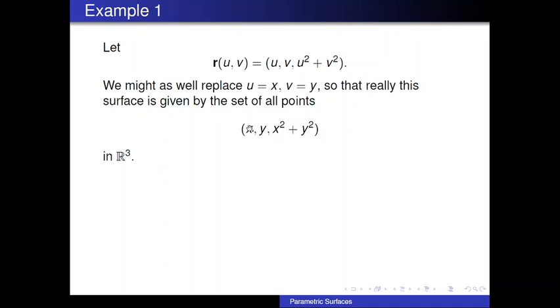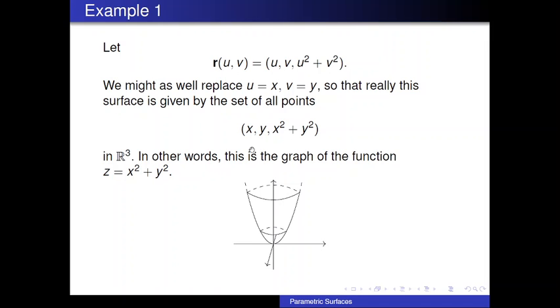So we could write it as the set of all x, y, x squared plus y squared in space. So all points whose x coordinate and y coordinate are given, and then the z coordinate is x squared plus y squared. Well, we know this. This is just the graph of the equation z equals x squared plus y squared, and that is an elliptic paraboloid, right? So we've seen this many times. Notice this is the graph of a function. We have x and y free to vary however they like, and then z equals this function of x and y.